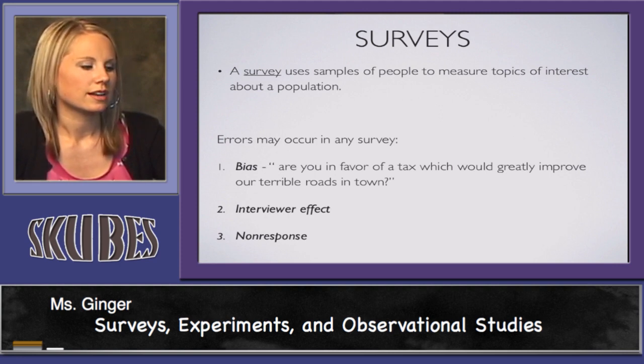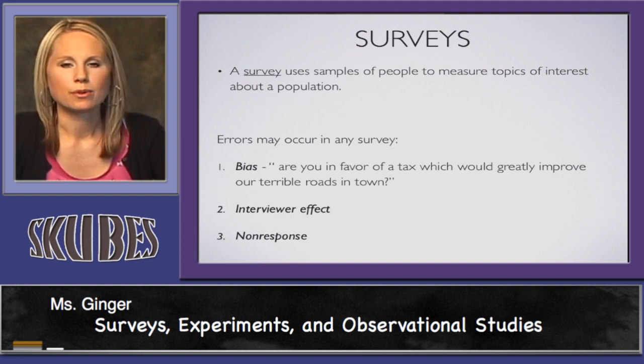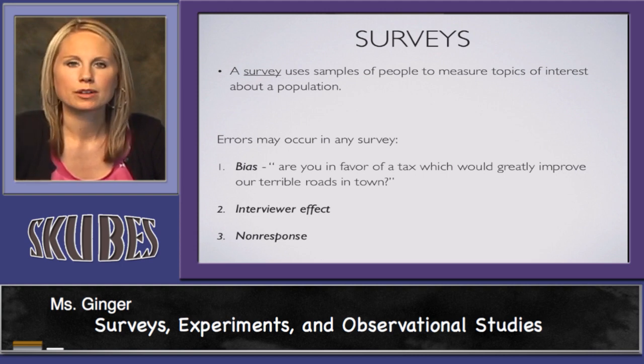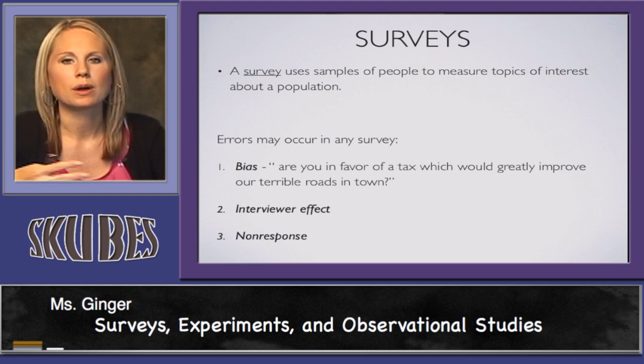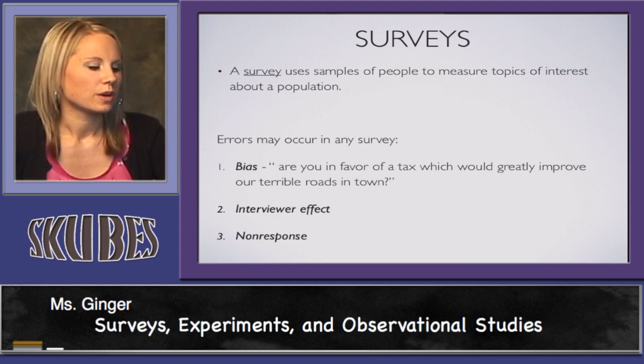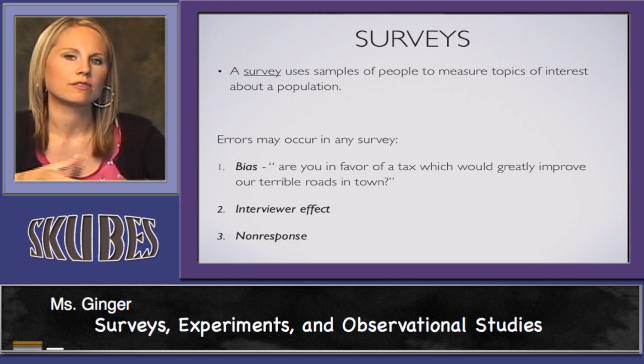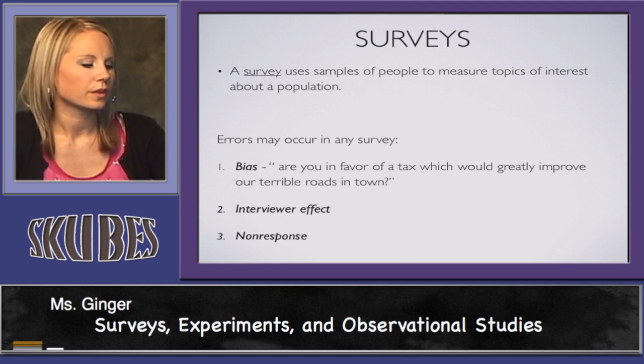So let's take a look at surveys first. A survey is going to take a sample of people and gather results on a topic of interest and then apply that to a population. So those are helpful when we're trying to find out something about a population, but we can't get to everyone in the whole population, so we take a survey of maybe a smaller sample of people.